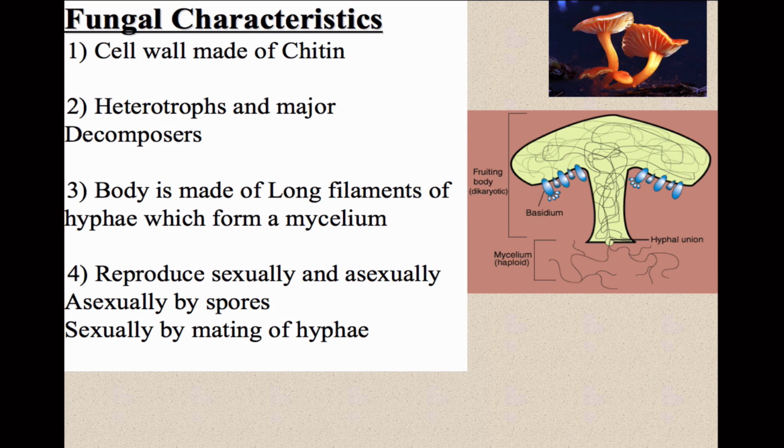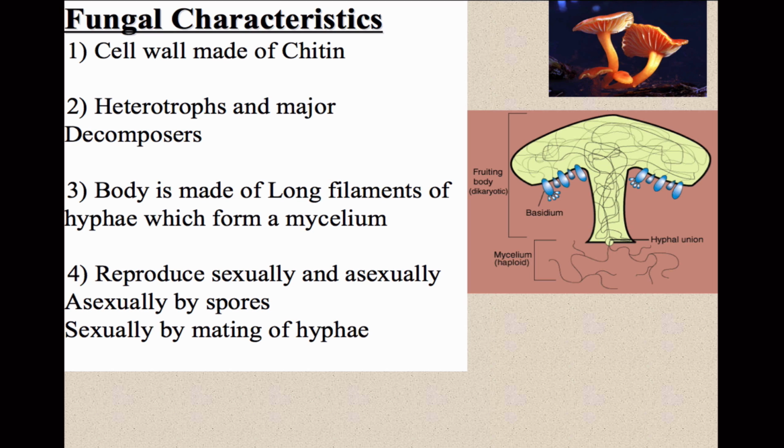So the characteristics of fungi is that the cell wall is made of chitin, and chitin is a carbohydrate, and it provides a lot of structure to that cell wall. So that cell wall is not made of cellulose like in plants, but it's made of chitin. So that's one of the reasons why fungi are in a different category than plants. And fungi are heterotrophs. They're major decomposers, so they're absorptive heterotrophs. So they don't just ingest an organism, but rather they ingest the nutrients from that organism.